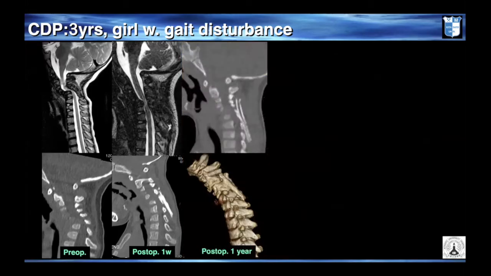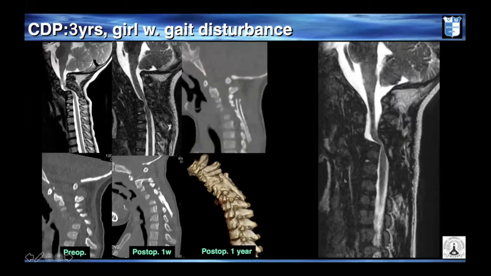And 1 year later, this is a routine follow-up. She was admitted, and first I took a CAT scan, and I thought it was okay. The reduction is maintained. However, when I looked at the MRI 1 year later, again there is severe compression to the spinal cord.